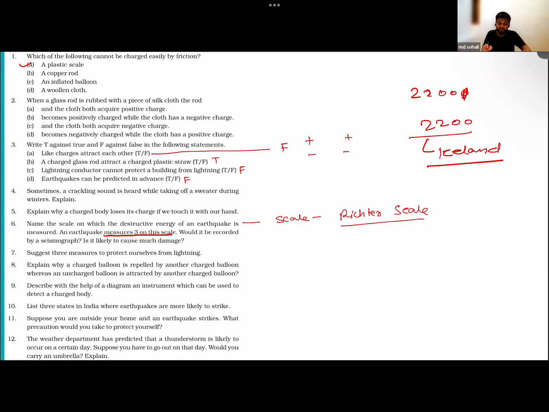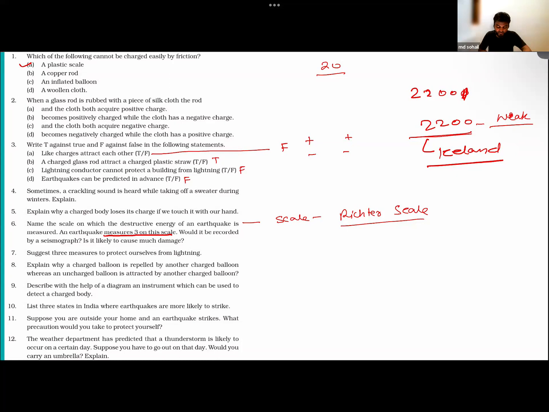As we know, on a daily basis, around 20 earthquakes occur, but their intensity is so weak that we do not feel them. So in Iceland, 2200 earthquakes have been recorded in the past 24 hours, but they were of weak magnitude. Okay. Anyways, let's see another question.